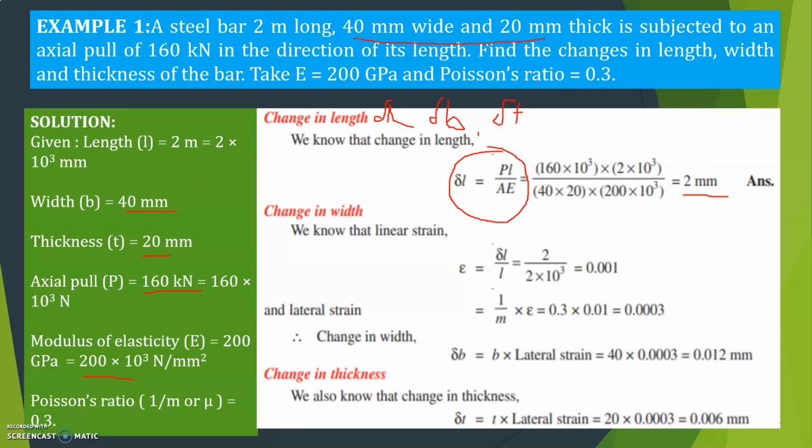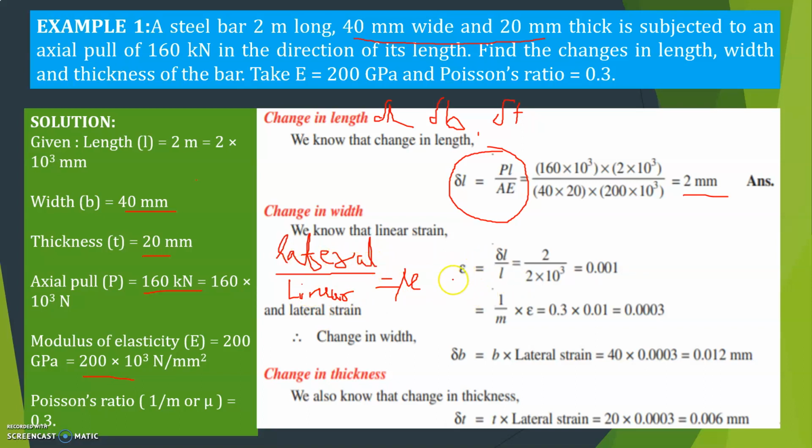One is done. Next, we'll see how to find the change in the width and thickness of the part. The change in the length is linear strain, because this change happens along the line of the force. But width and thickness changes are lateral strain. So first you have to find the lateral strain. We don't know the lateral strain, but we know the linear strain. The relationship is: lateral strain divided by linear strain is equal to Poisson's ratio, that is mu, correct? So you know Poisson's ratio and linear strain, so you can find the lateral strain.